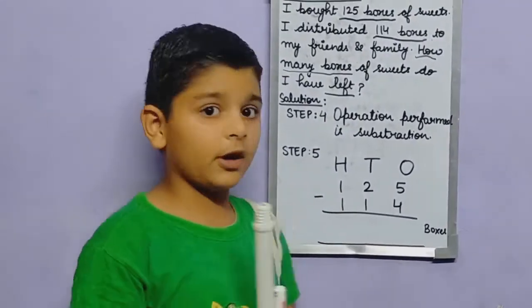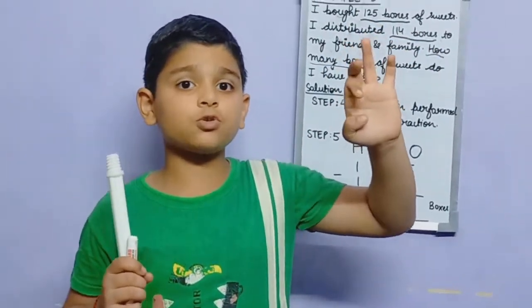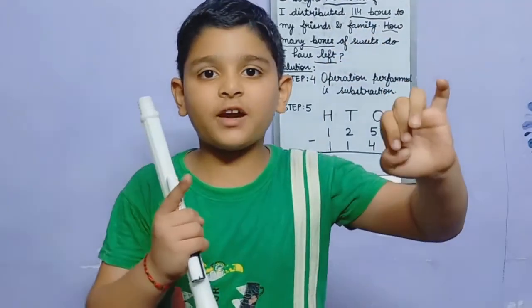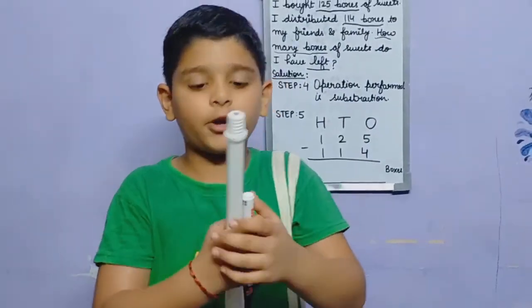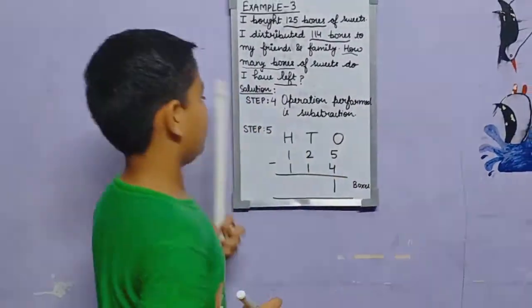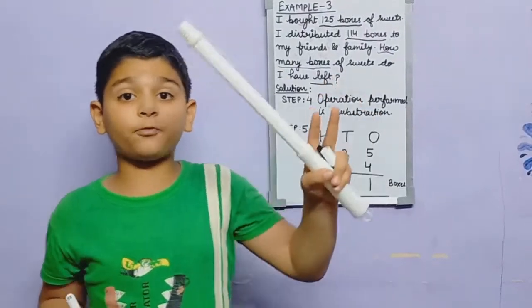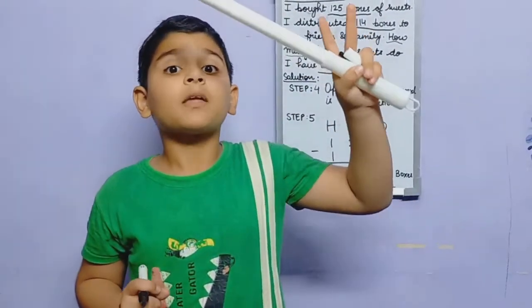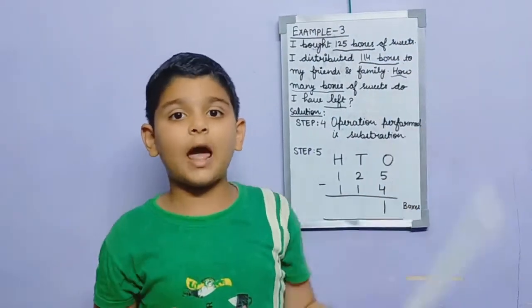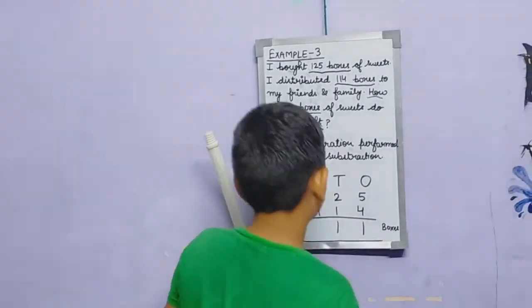5 minus 4. I have 5 fingers. I cut 4 fingers. 1, 2, 3, 4. How many fingers are left? 1 finger is left. Clap for you. Now I write 1 here. Now we come to the tens place. 2 minus 1. I have 2 fingers. Now I cut 1 finger. How many fingers are left? 1 finger is left. Very good, friends. Now I will write 1 here.